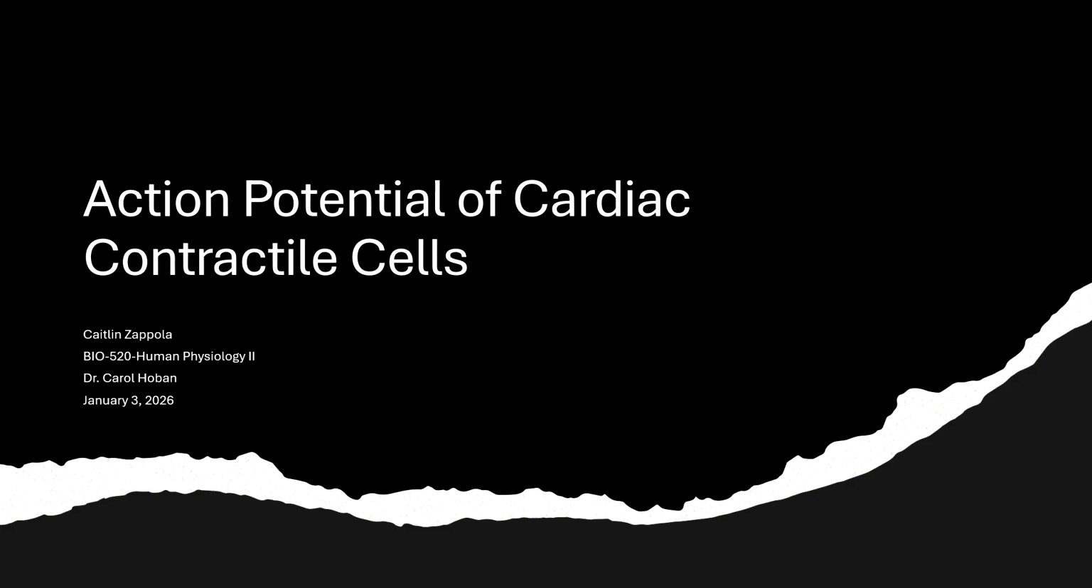Today I will discuss the action potential of cardiac contractile cells and how this electrical signal produces coordinated pumping of the heart. I will explain the ion gradients which create the membrane potential, describe the phases of action potential, connect calcium handling to muscle contraction, and we will discuss clinical implications.